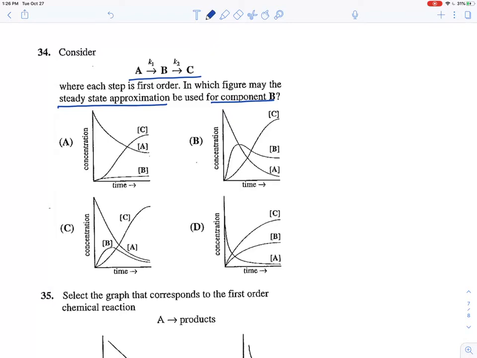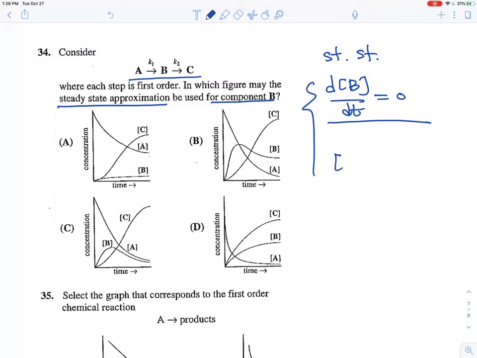So there are two things about the steady state approximation. Steady state means the intermediate concentration does not change over time. That means it's steady. The second one is that the intermediate concentration is not large compared to your original concentration of A.